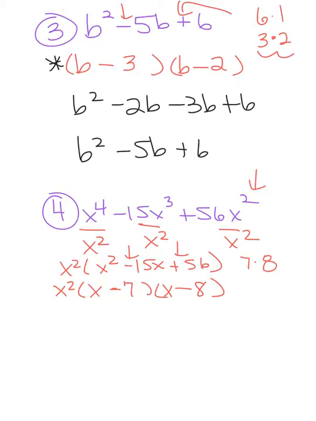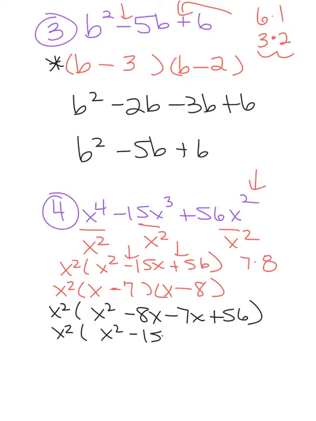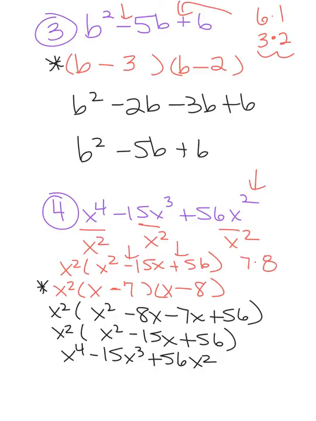So now again, I can check it. I'll rewrite my x to the second. I'll use FOIL. I get x to the second minus 8x minus 7x plus 56. Combine my terms, and I have x to the second minus 15x plus 56. In my last step, when I'm checking, I'm going to distribute that x to the second, and I get x to the fourth minus 15x to the third plus 56x to the second, which matches what I started with, so I know that I factored correctly.